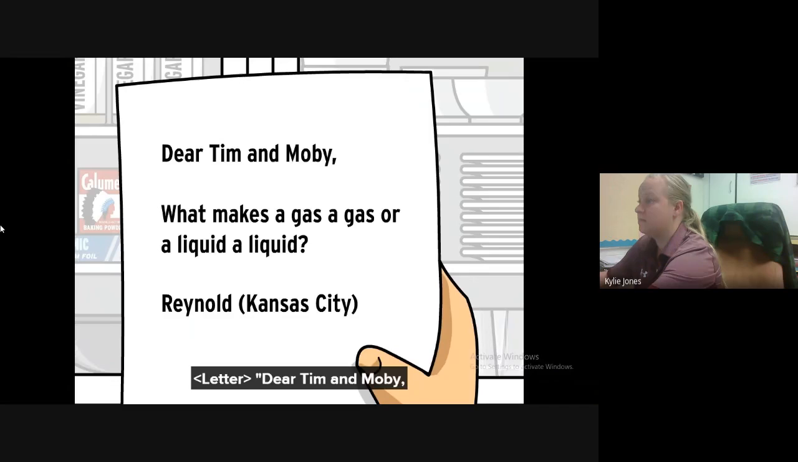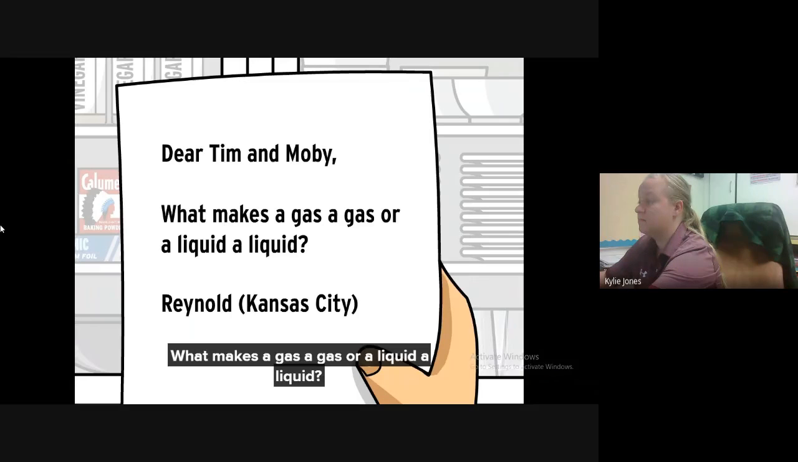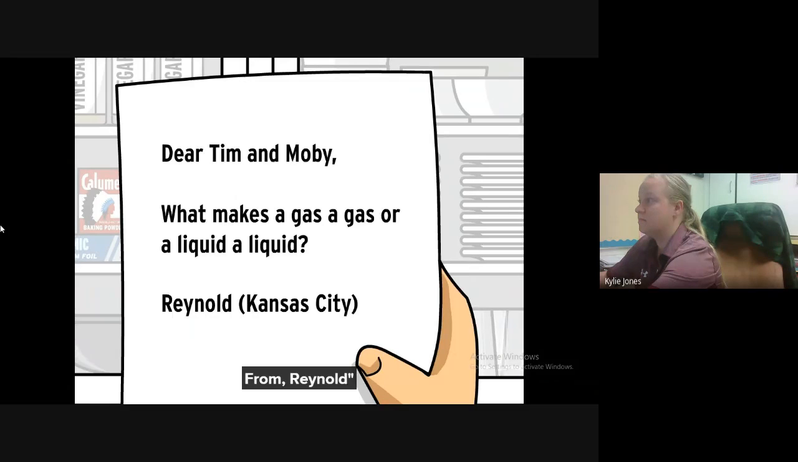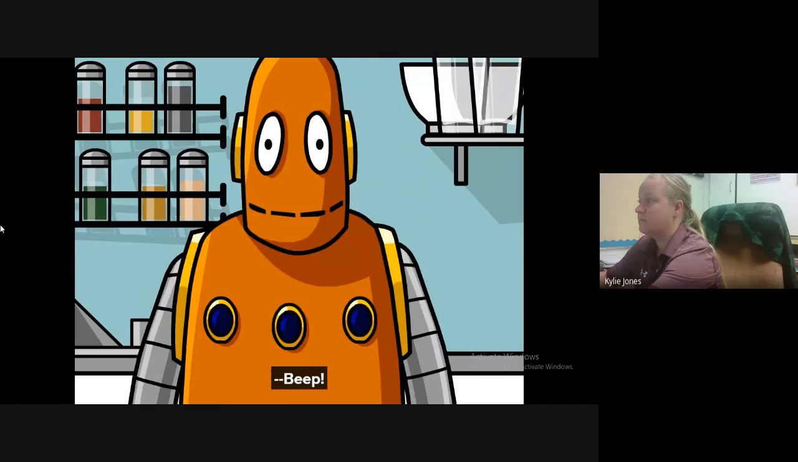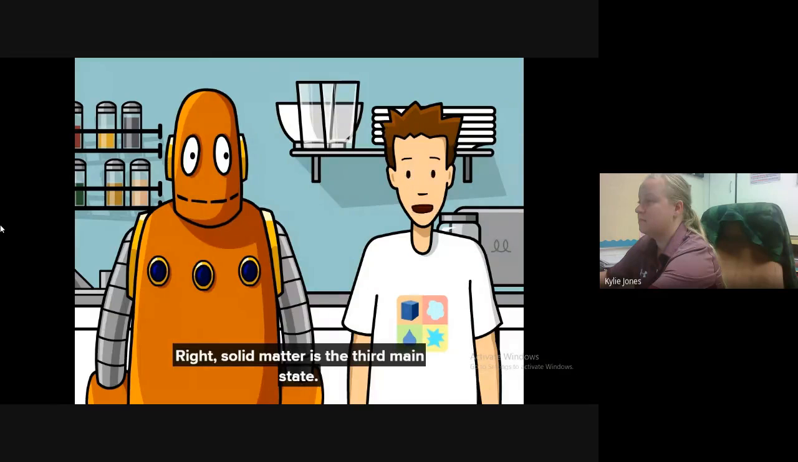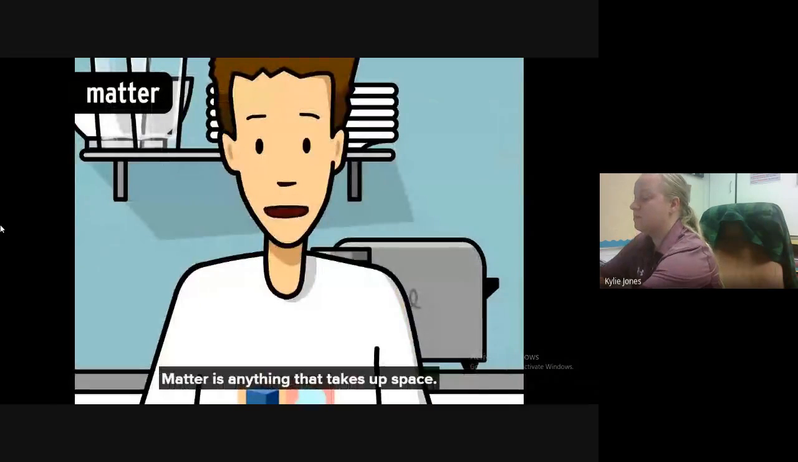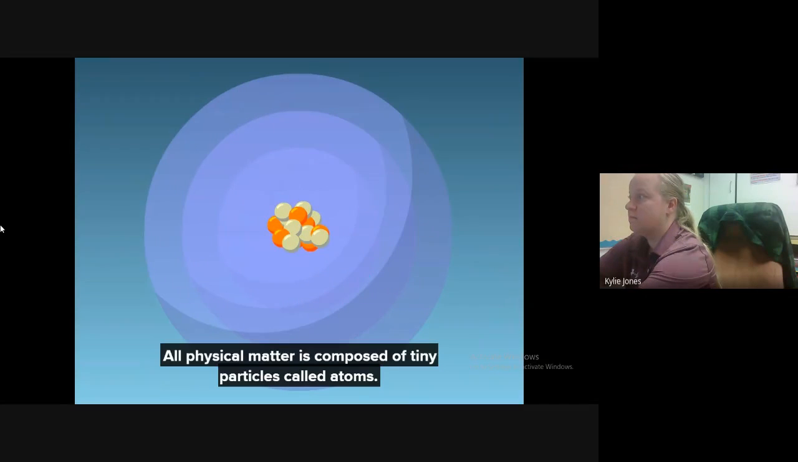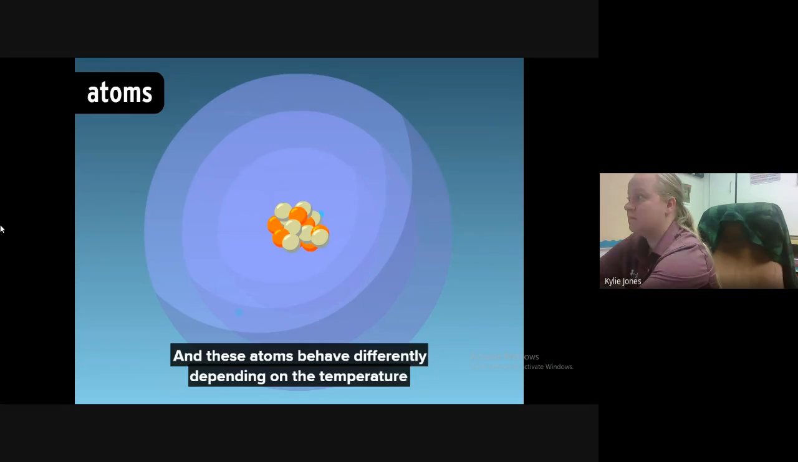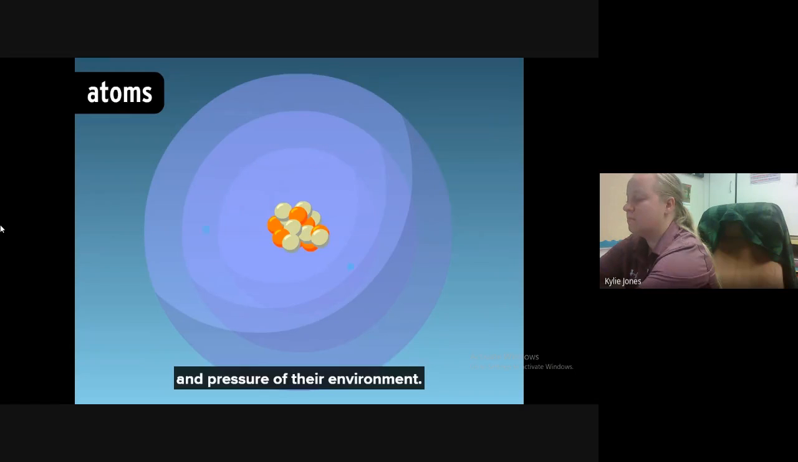Dear Tim and Moby, what makes a gas or a liquid? From Reynolds. Well, gases and liquids are two of the three main states of matter. Right, solid matter is the third main state. Matter is anything that takes up space. It's the material that all the stuff in the universe is made of. All physical matter is composed of tiny particles called atoms. And these atoms behave differently depending on the temperature and pressure of their environment.